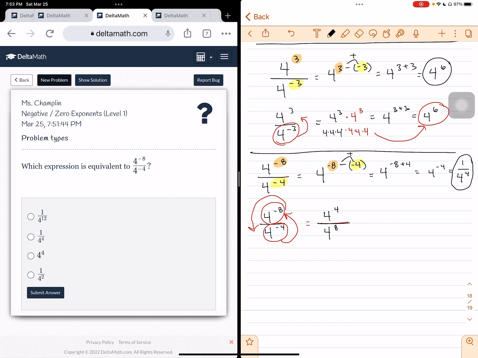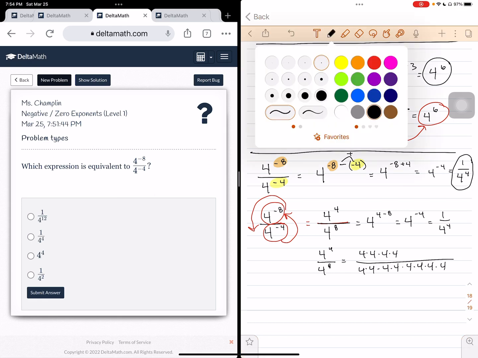And then here you can do a variety of things. You can do your quotient rule. 4 to the 4 minus 8 would be 4 to the negative 4 equals 1 over 4 to the 4th. You can also imagine if you were to expand these out. This would be 4 times itself 4 times. This would be 4 times itself 8 times.